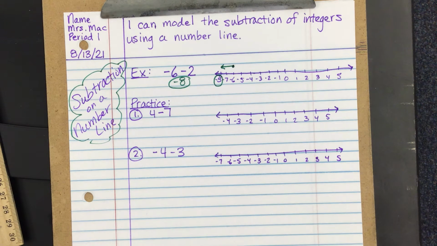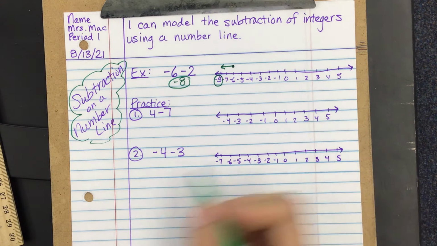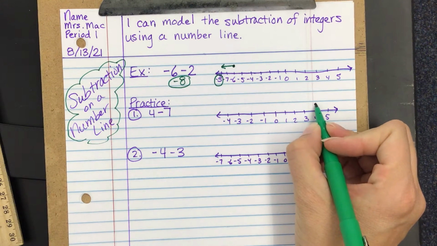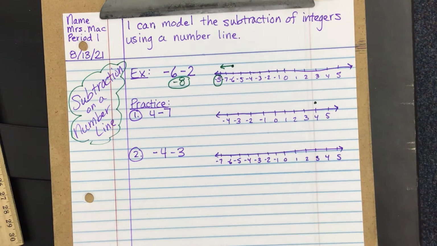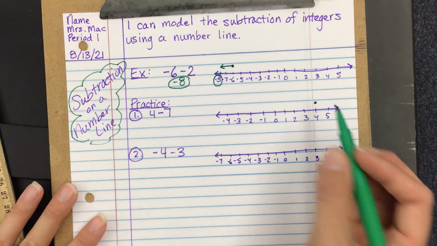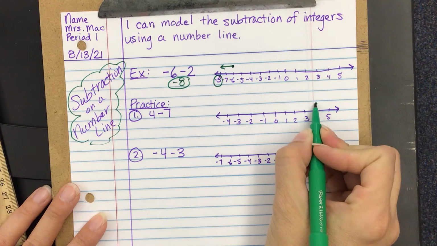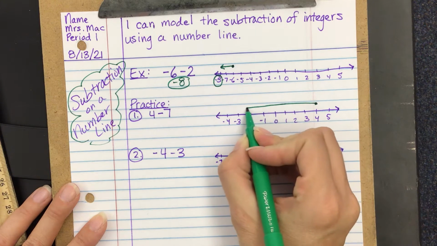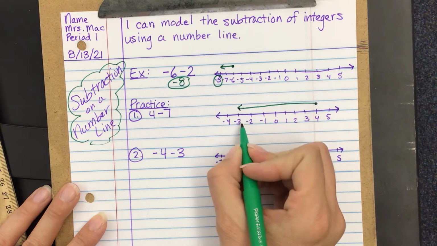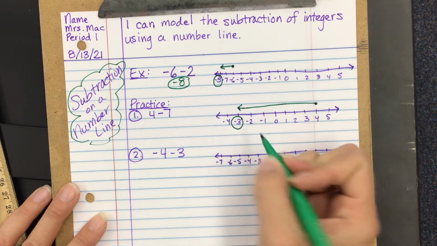All right, so let's go ahead and, y'all ready? Okay, that first one, we're starting at positive 4. So let's say you have $4 in your pocket and you spend $7. So you're gonna end up in debt, right? Yeah, you spend $7. So we go back 7 spaces and we land at -3.